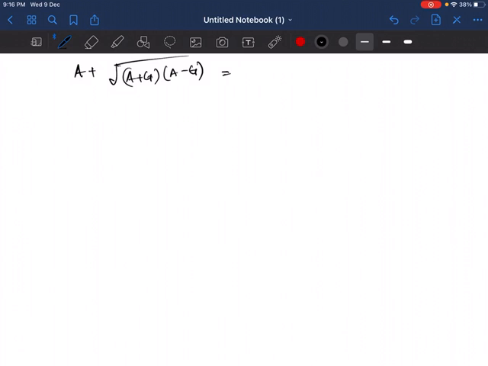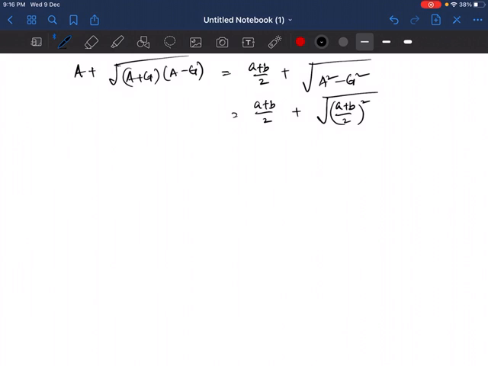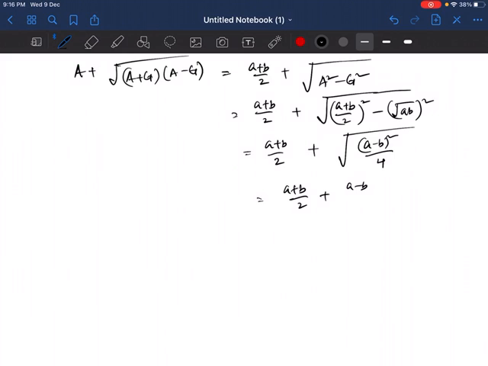So now this one is equal to what? This one is equal to a plus b by 2 plus root over of, this one again we can write a square minus g square. So what you are getting? A plus b by 2 plus root over of a plus b whole square minus g, which is root over of ab whole square. So we are getting a plus b by 2 plus root over of the same thing as the previous one, which is a minus b whole square by 4. So a plus b by 2 plus a minus b by 2.